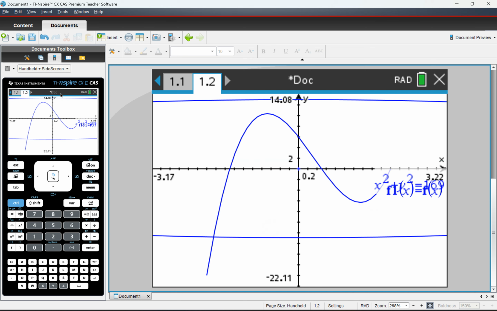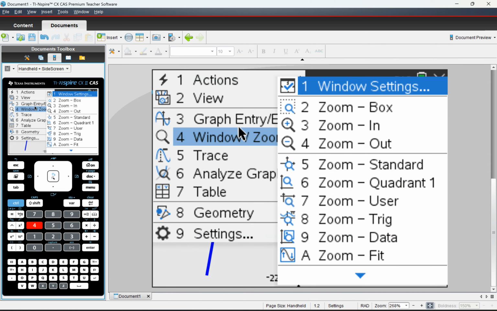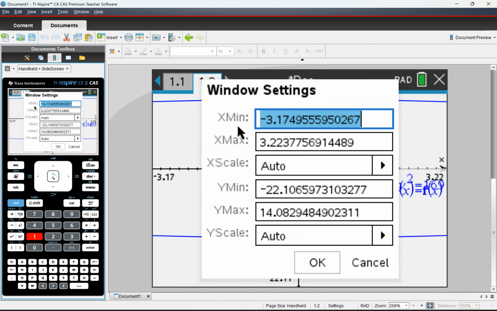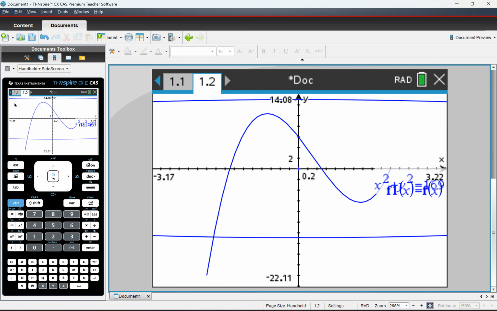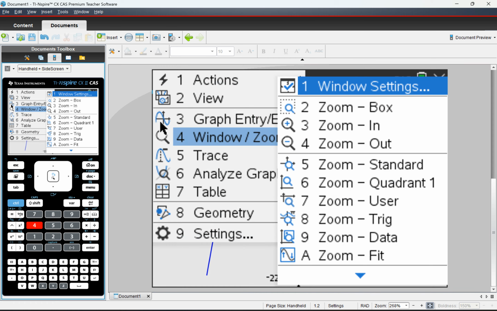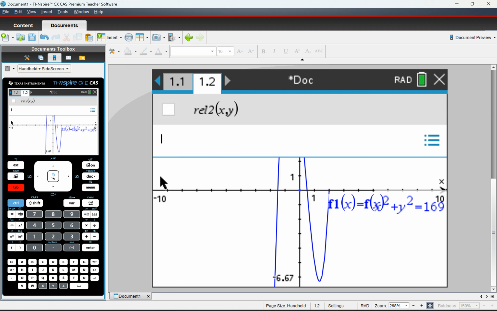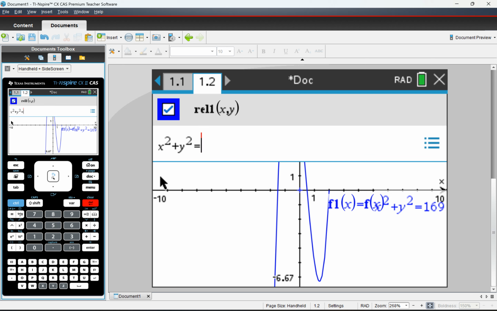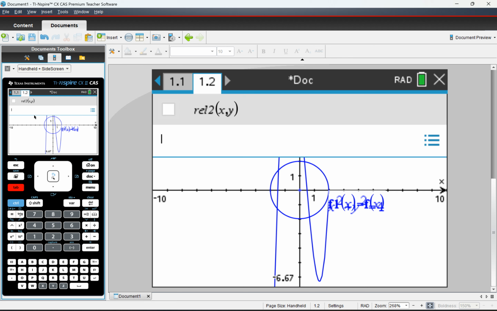And I need to fix my graph actually. Menu, 4, oh sorry, menu, A, menu, 5, standard. And maybe I'll change this to 4 just to make it easier. There you go. Can you see that circle? Now you can sketch a circle. And the reason why I still have the cubics is from the last time we were doing it.